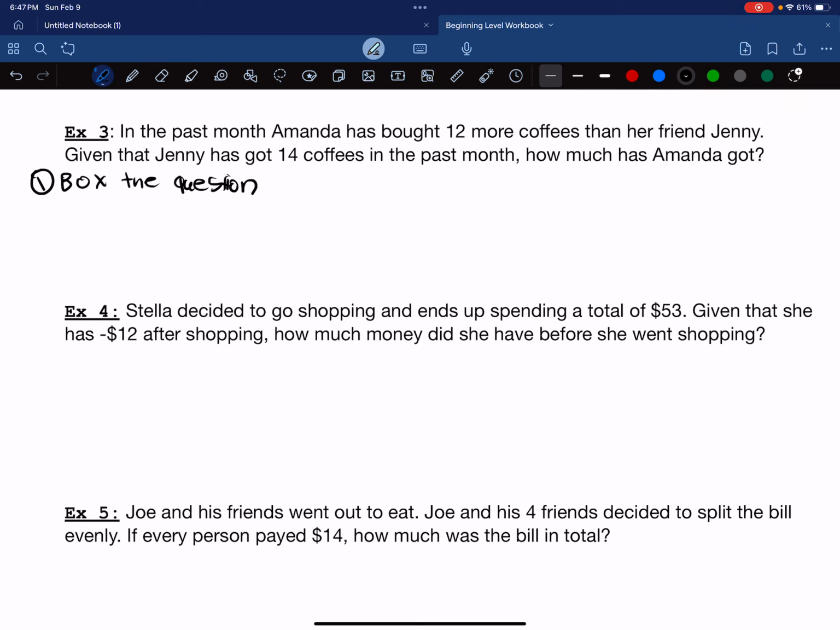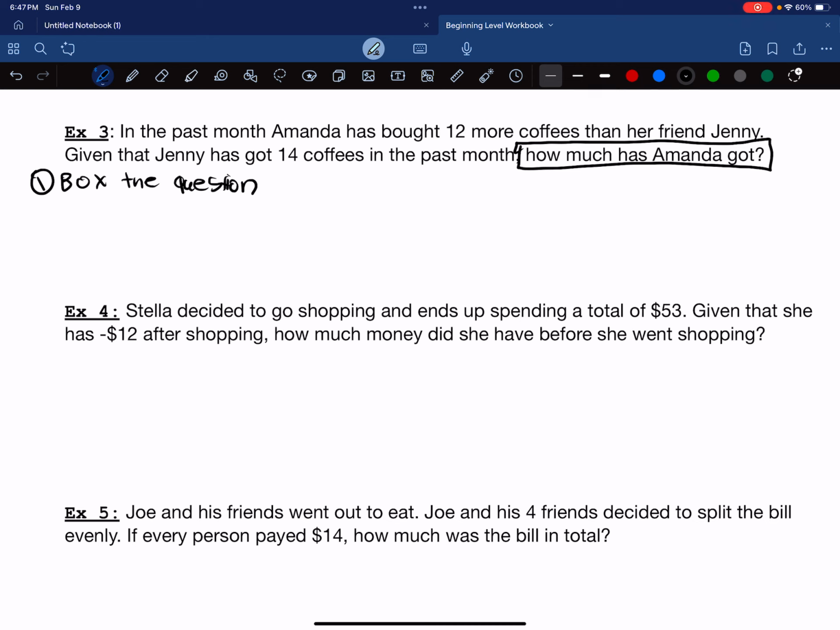So we can read through the problem and see what the question is. In the past month, Amanda has bought 12 more coffees than her friend Jenny. Given that Jenny has got 14 coffees in the past month, how much has Amanda got? So the question is, how much has Amanda got? Or in other words, how many coffees has Amanda got in the past month?